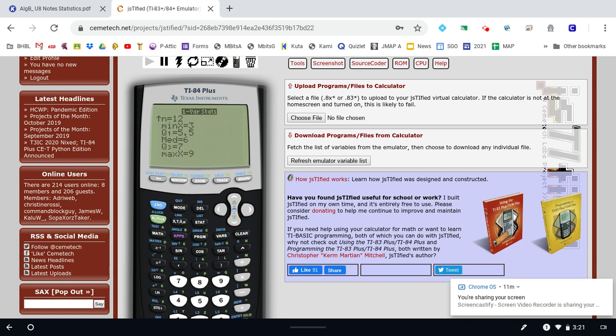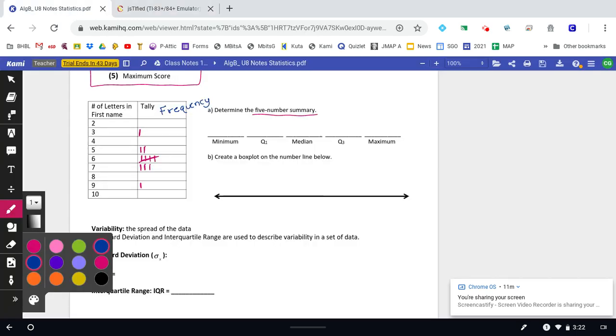here is our 5-number summary. So our 5-number summary, right? We've got our minimum, first quartile, median, upper quartile, and maximum. Okay, so we can write all 5 of those values down. Okay, so our minimum was 3, first quartile, 5.5, 6, 7, and 9. And it's really nice. The calculator gives you that right in order.